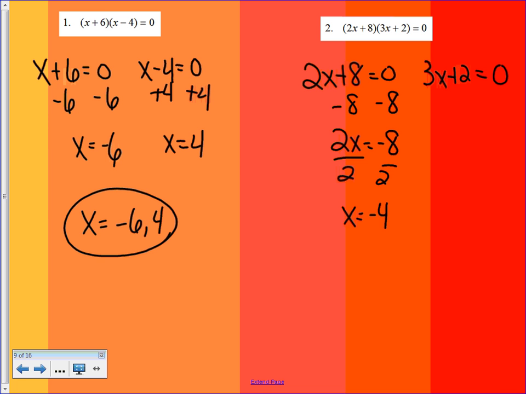Let's take a look at that second one. Solving for x, we're going to subtract 2 from both sides. Then we get 3x is equal to negative 2. Divide both sides by 3. And you get x is equal to negative 2/3.